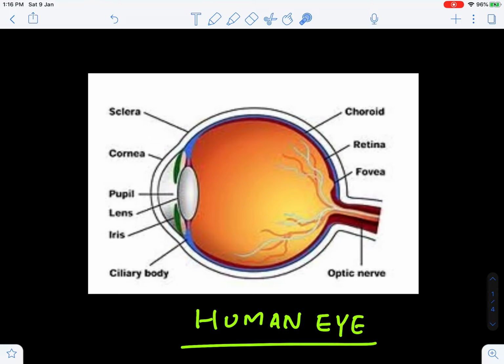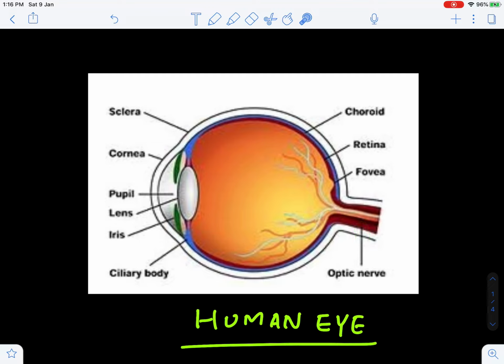First of all, guys, I'd like to tell you that the liquid between the eye lens and retina is known as vitreous humor. Vitreous humor is present here, and between the cornea and eye lens is aqueous humor. So aqueous humor is here, vitreous humor is there. We will understand all this one by one. Again I am repeating, guys: sclera, then cornea, lens, ciliary muscles and suspensory ligament, pupil, and retina. These are the most important things, and the optic nerves and choroid.